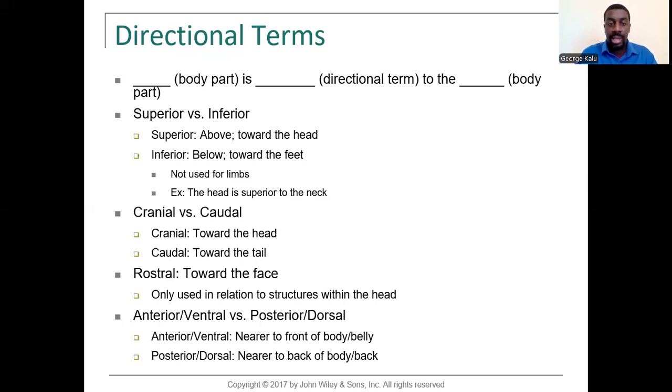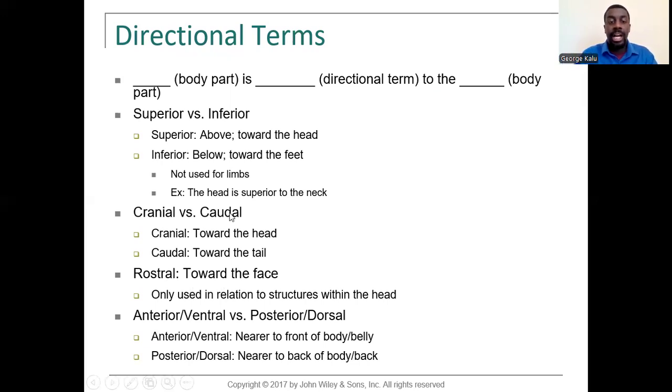So for example, you would say the head, body part, is superior, directional term, to the neck. Okay. The head is superior to the neck. The head is above the neck. Okay. Likewise, you can also reverse this. So you could say the neck is inferior to the head. Okay. The neck is below the head.